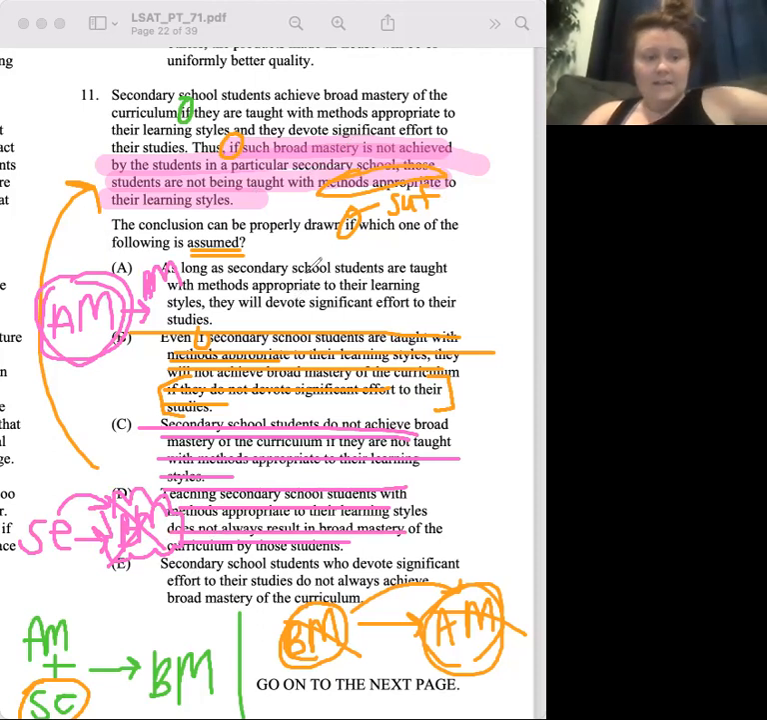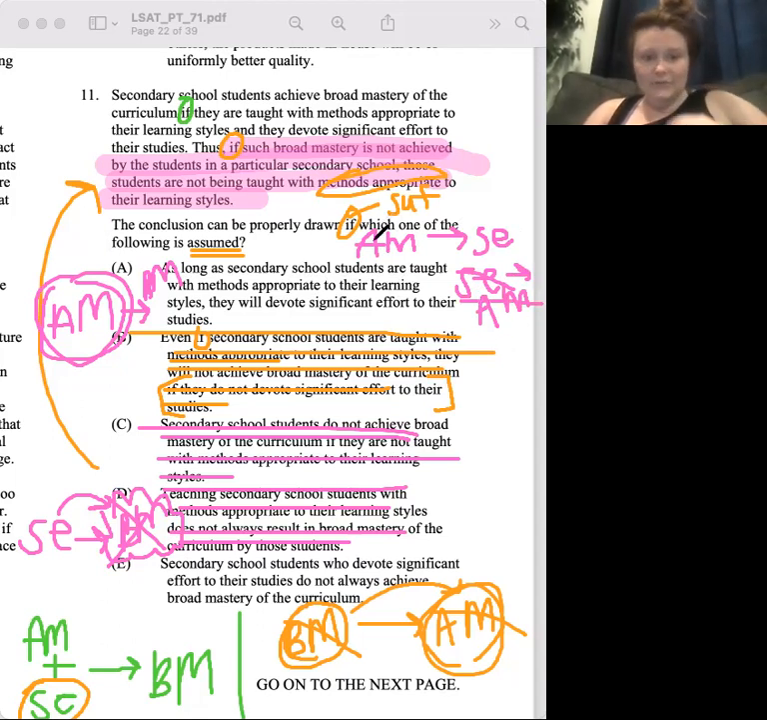So A tells us as long as students are taught with appropriate methods, they will have significant effort in their learning. Oh, so it's kind of like taking away that second one. If they definitely are doing this, then it must be the other thing. So if we don't have significant effort, that means we don't have appropriate methods, right? And if we don't have appropriate methods, well, that's what we're trying to prove. So that's why 11 is A.